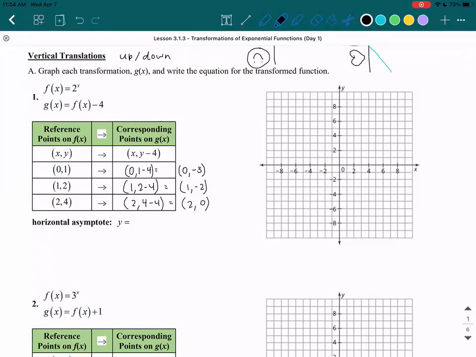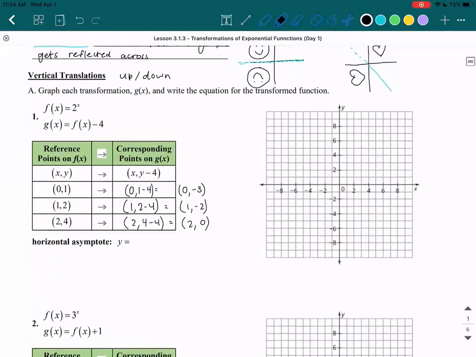And so finally, let's graph g of x. So we're going to graph these 3 points. So 0, comma, negative 3. That's right here. 1, comma, negative 2, 2, comma, 0.